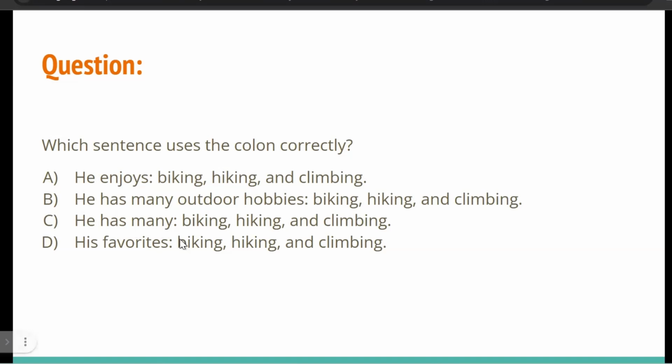Option C. "He has many: biking, hiking, and climbing." It has the same problem. "He has many" is not a full thought. So this is incorrect. Option D, "His favorites: biking, hiking, and climbing," makes the same mistake, since it is not a complete thought, and is also incorrect because of the same problem.